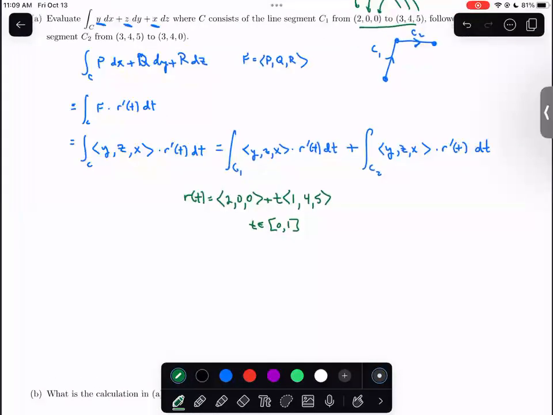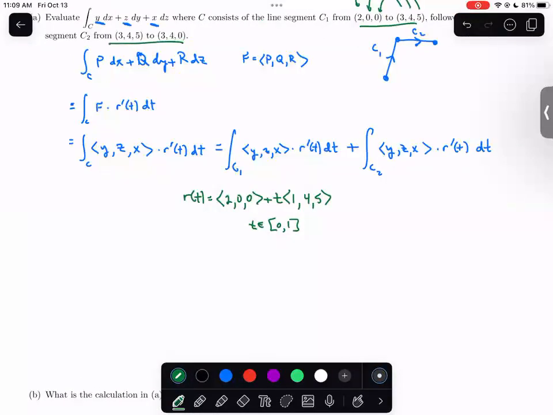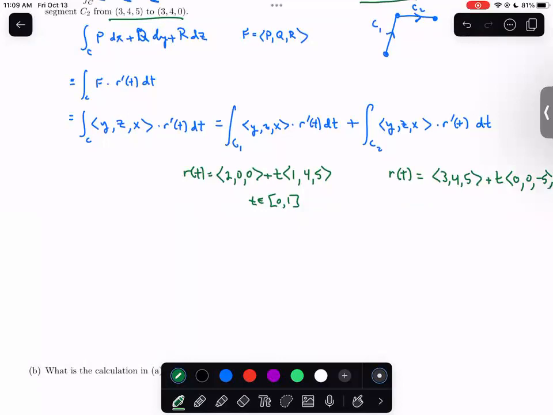Okay, well, we can do the same sort of deal for our second line segment over here. So in this case, r of t is going to be equal to, let's see, we're starting at 3, 4, 5 in this one. And then our displacement vector, well, we need to go 0, 0, -5. Again, t is going to range from 0 to 1.